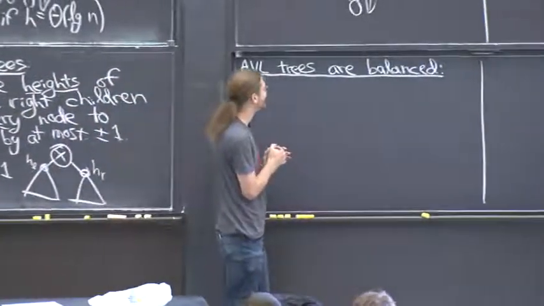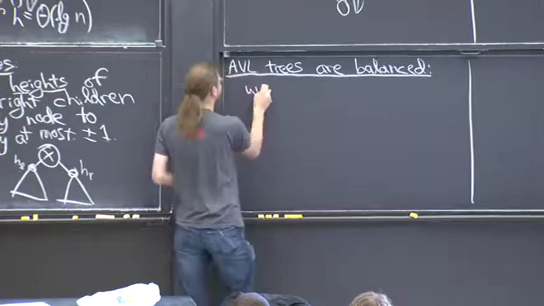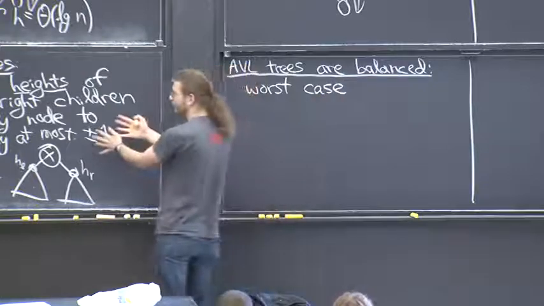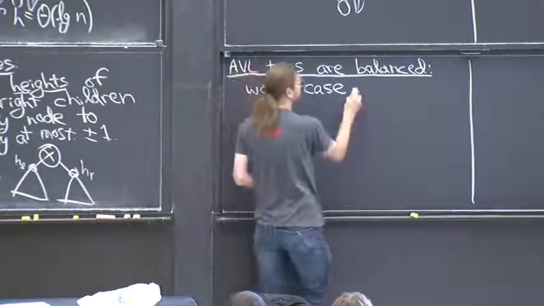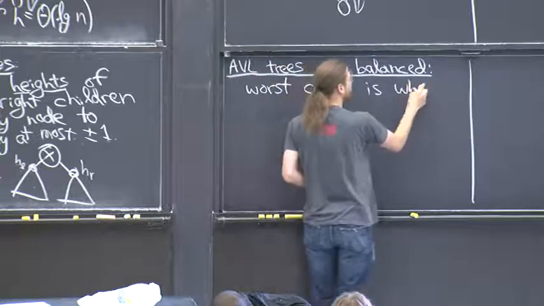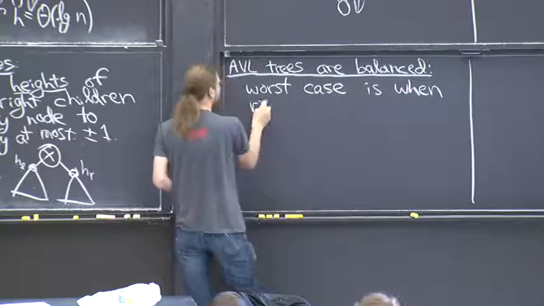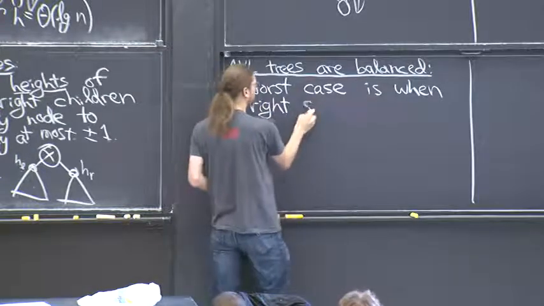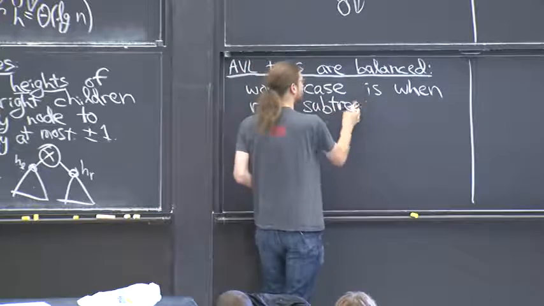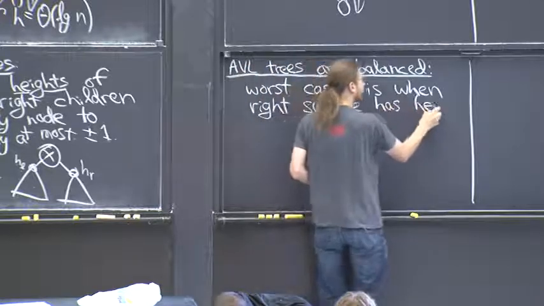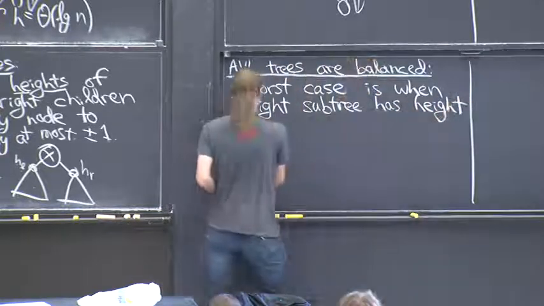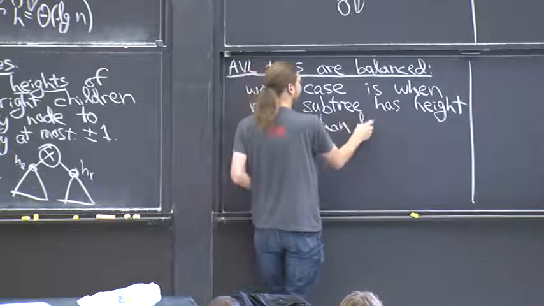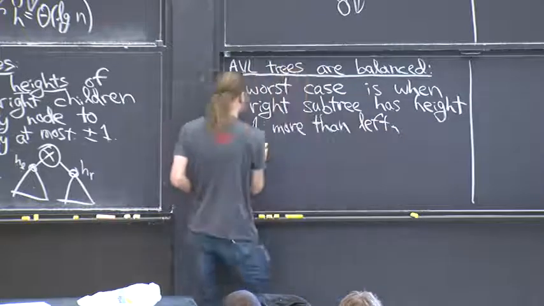All right. So I'm going to not prove this formally, but I think if you stare at this long enough, it's pretty obvious. Worst case is when, there are multiple worst cases because right and left are symmetric. We don't really care. But let's say that the right subtree has height one more than the left for every node.